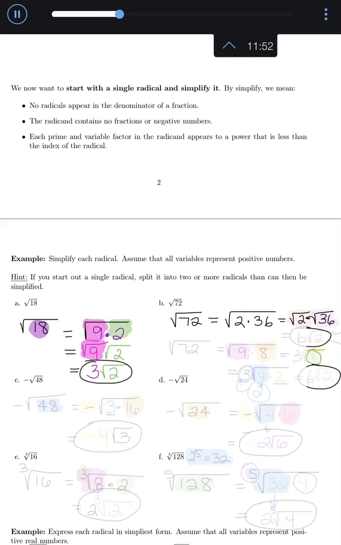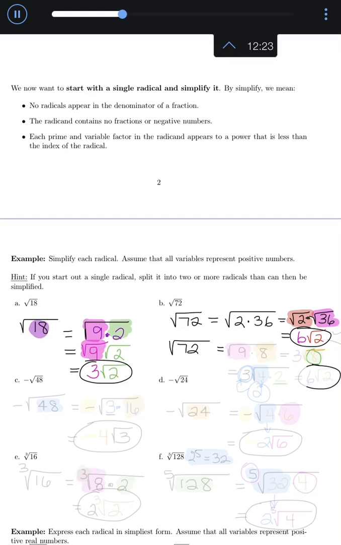Well, then I can take the square root of 36. The square root of 36 is just a 6. The problem is there is nothing I can do with the square root of 2. I can't take the square root of 2, so I would be stuck with a square root of 2. That would be my final answer. However, there is another way to do this because most people wouldn't necessarily think of 72 as 2 times 36.